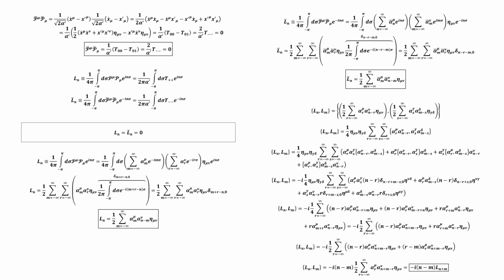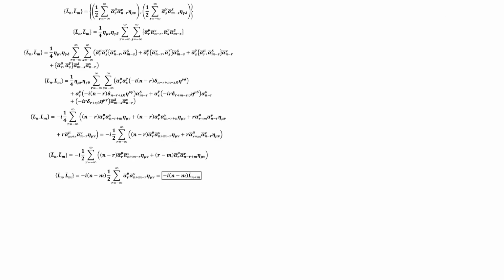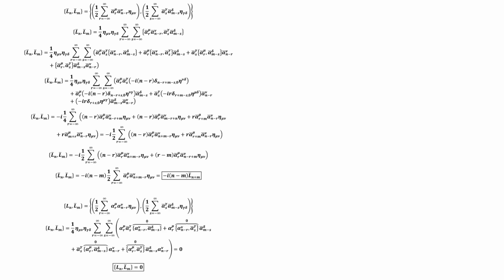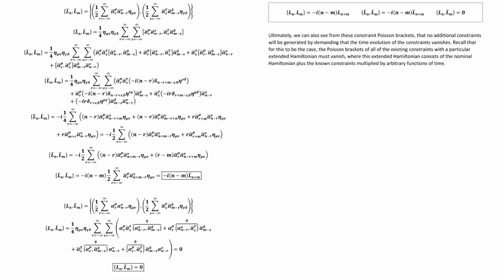The calculation for the L bar operators proceeds almost identically. And finally, the L bar Poisson bracket vanishes pretty trivially. To summarize, we have these Poisson brackets. We can see from these relations that all of these constraints are first class. Ultimately, we can also see from these constraint Poisson brackets that no additional constraints will be generated by demanding that the time evolution of the constraints vanishes.